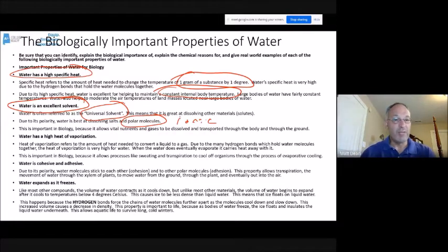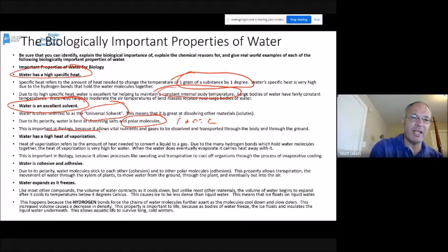This is really, really important in biology because the nutrients and the gases that we need to transport through our bodies have to be able to be transported through our blood. And if they won't dissolve in our blood, it's really hard for our body to transport and distribute those resources.